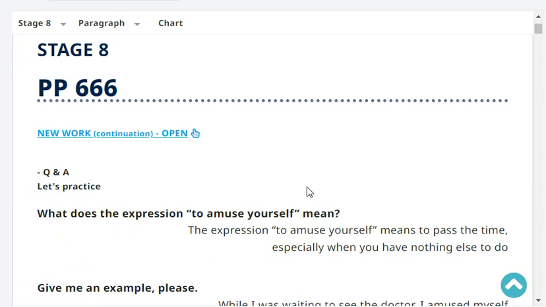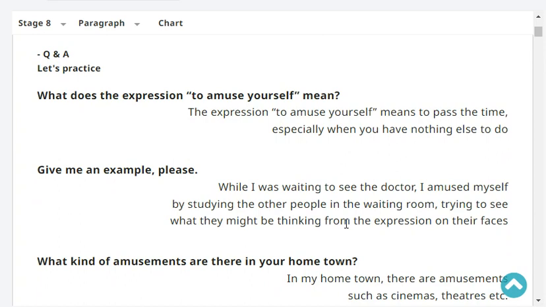What does the expression to amuse yourself mean? The expression to amuse yourself means to pass the time, especially when you have nothing else to do. Give me an example, please.